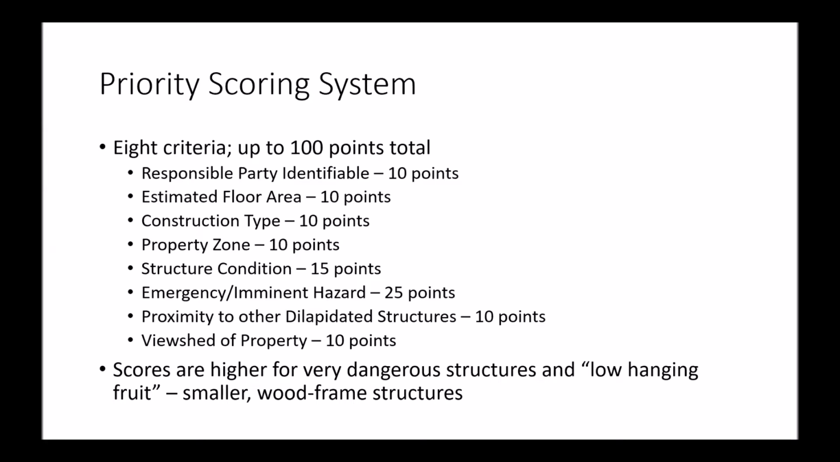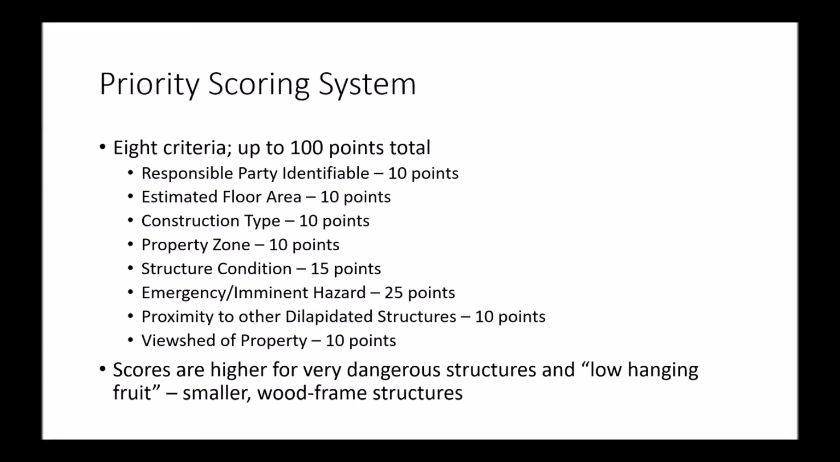And so we factor it in: if it's a stick-build house, a traditional 2x4 stick build, is it steel frame, is it masonry? So we have several options there that we can meet that criteria, up to 10 points. The property zone is broken down into, is it commercial, residential, or industrial? And we score based on that.